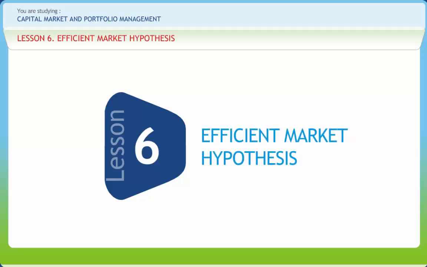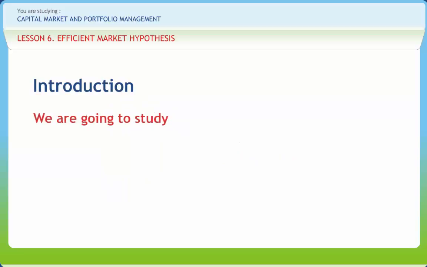Efficient market hypothesis. We all know that an efficient capital market is one in which security prices adjust rapidly to the arrival of new information, and therefore the current prices of securities reflect all information about the security.